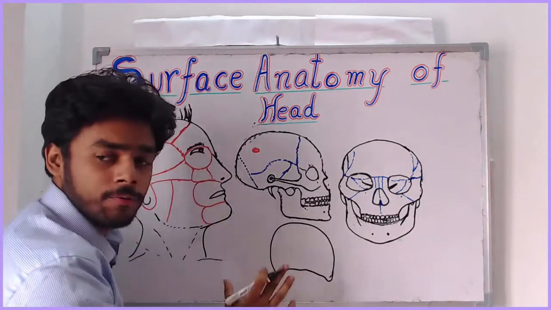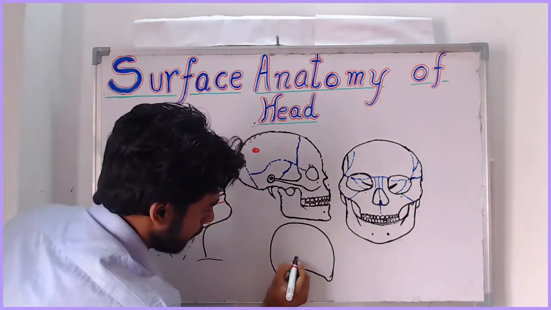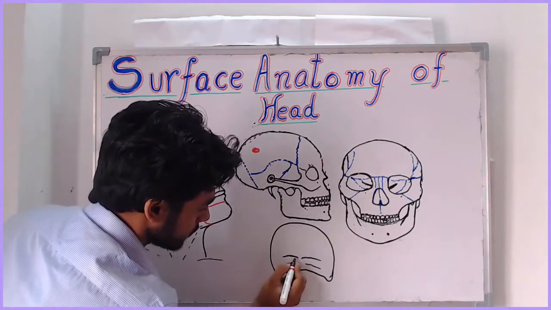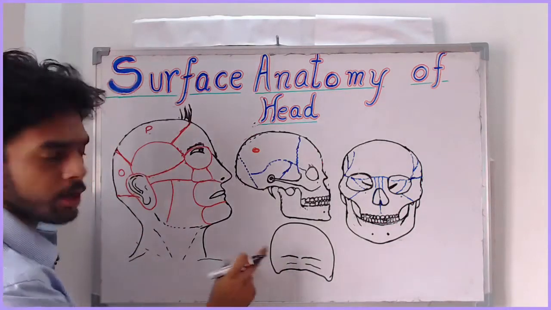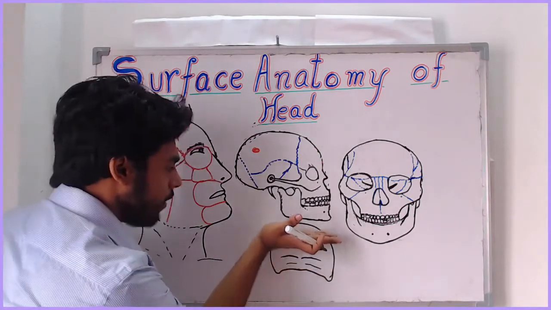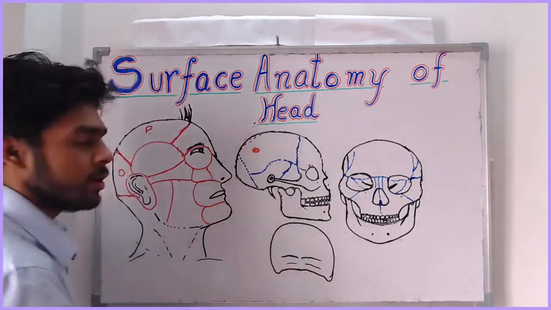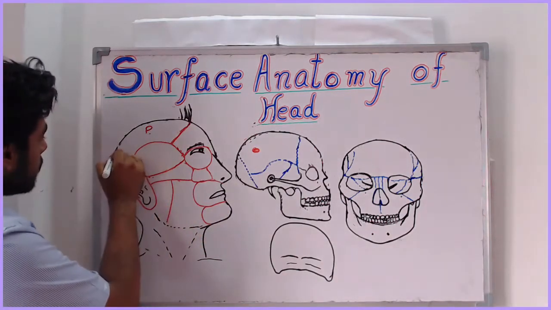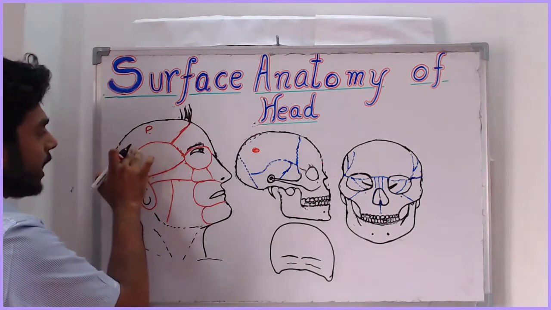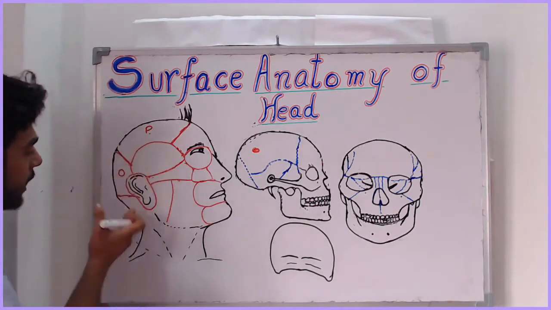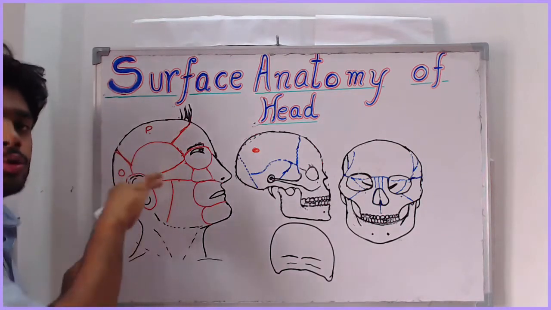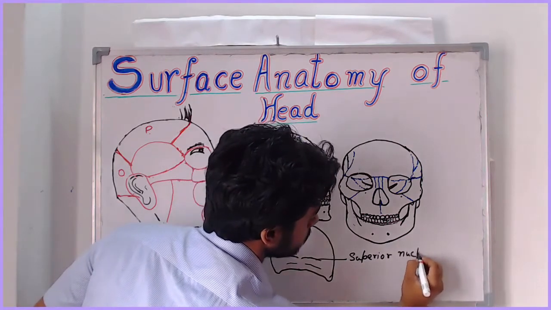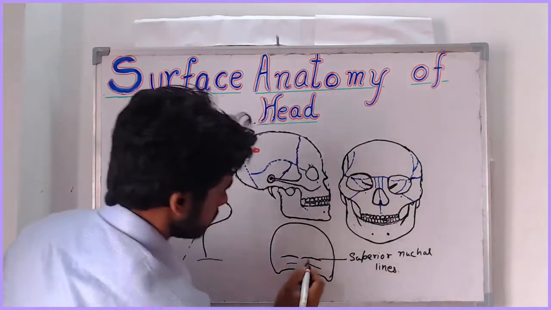When you see the skull from the back, here you have the occipital protuberance, which is a protruded area on the back side of the skull, and this line on the skull is called the superior nuchal line, and the area which is above this area externally is known as the occipital region. So the occipital region is the area which is behind the parietal eminence. Here you will have the parietal eminence, and above the occipital protuberance and the superior nuchal line. These are superior nuchal lines.